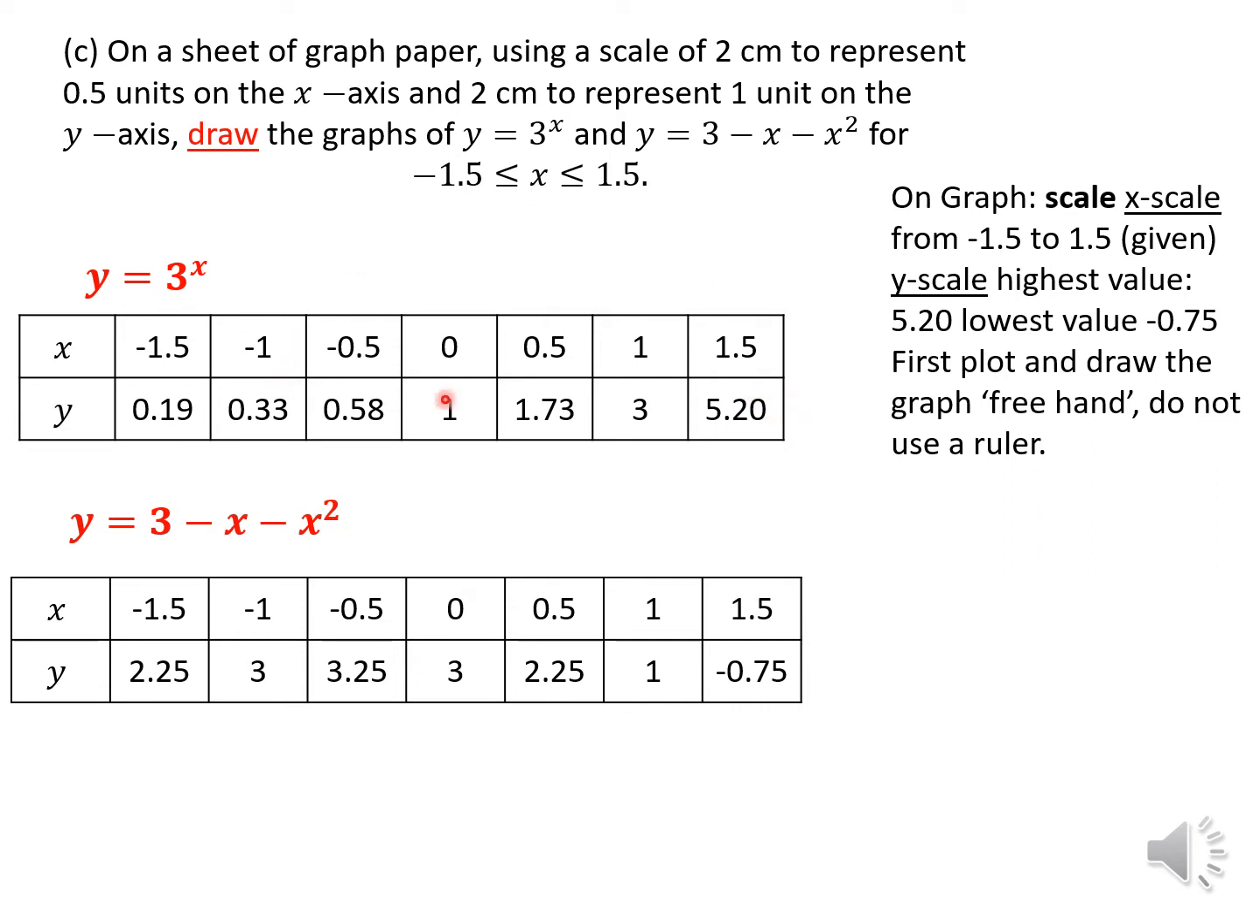For the y-axis, you have to find the highest value. Looking between the two tables, 5.20 is the highest value, so it will be good to go all the way up to 6. And what is the lowest value? The lowest one here is negative 0.25. Essentially this is what I'm expecting to get, so I quickly sketch it so that you can have an idea. This is the region that I'm going to use, and you must make sure that you follow the particular scales that are given.